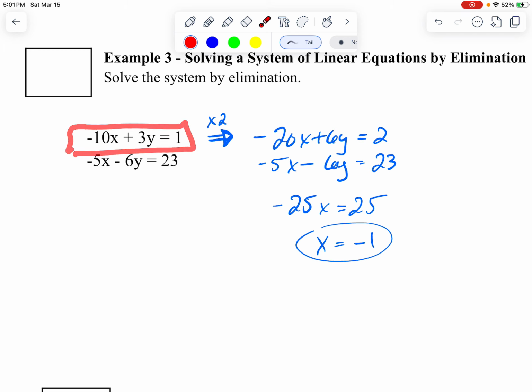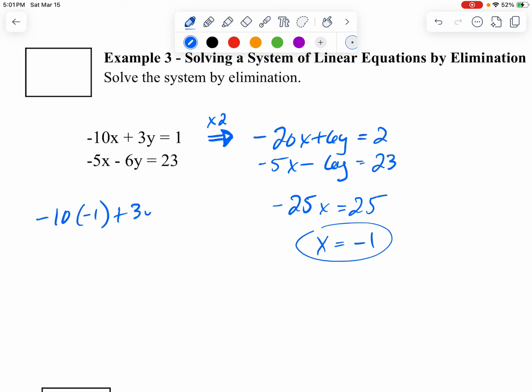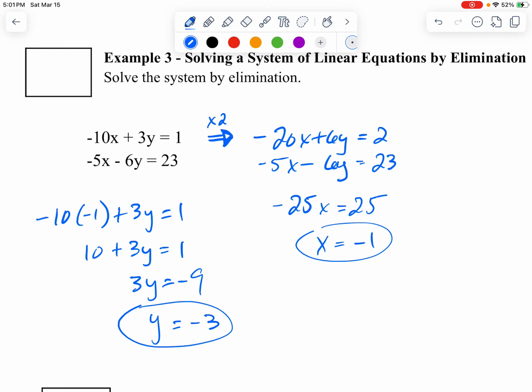We've got addition instead of subtraction. We've got 1 is nicer than 23. Either way will work. Negative 10 times negative 1 plus 3y equals 1. So 10 plus 3y equals 1. Subtract 10 from both sides. 3y equals negative 9. Divide by 3, y equals negative 3. Here we go.